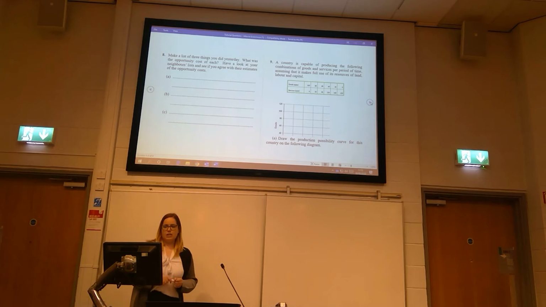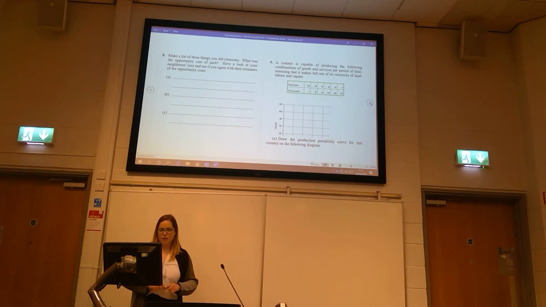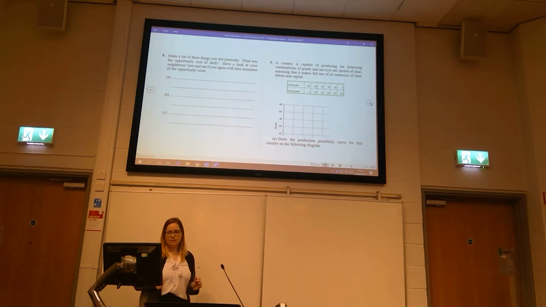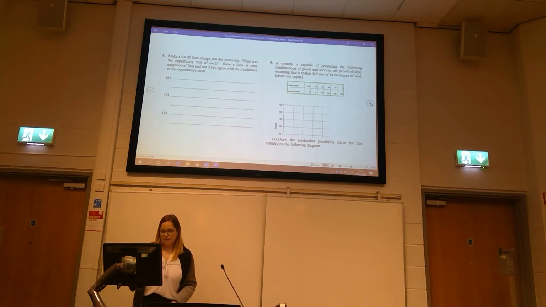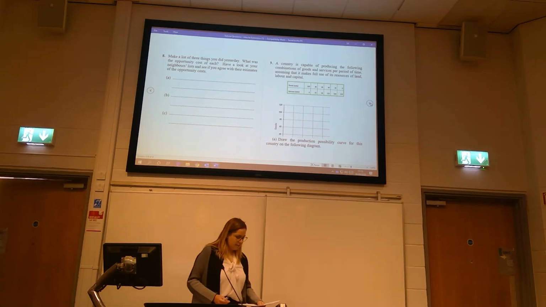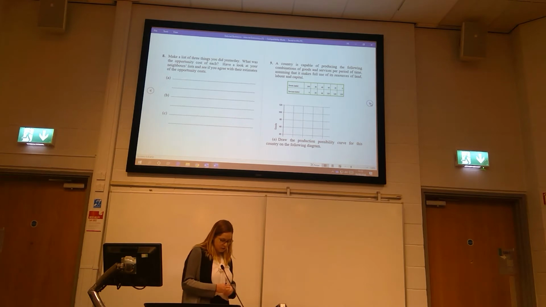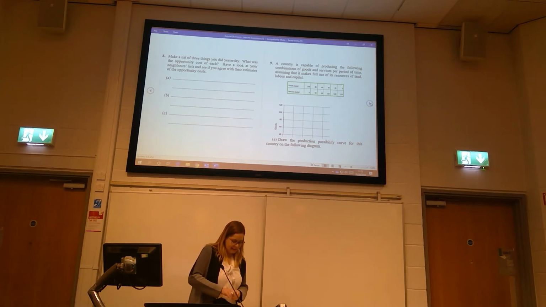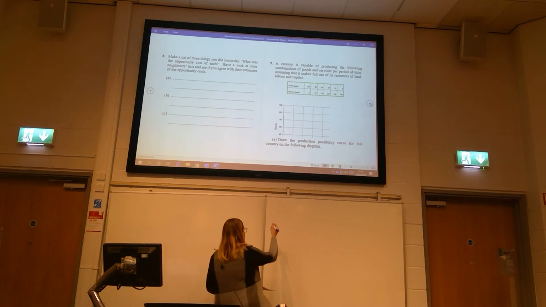So the next question is question number 9. A country is capable of producing the following combinations of goods and services per period of time, assuming that it makes full use of its resources of land, labor, and capital. So we are given the combinations of goods and services that a country can produce. And the first task is to draw a production possibility curve for this country. You already discussed what production possibility curves are in your lecture, so we are going to solve this task and draw a production possibility curve.